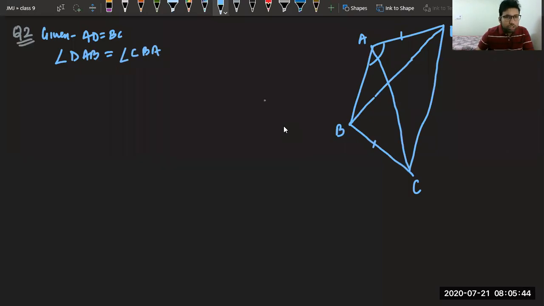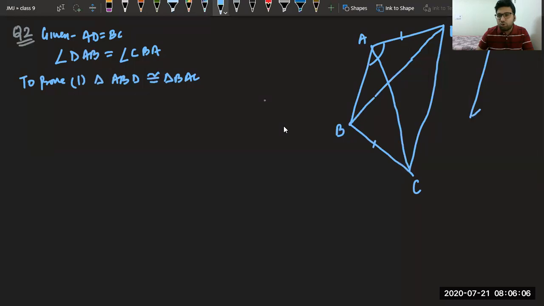Now, they want us to prove 4 things. Let's start with the first thing. To prove, first is triangle ABD congruent to triangle BAC. So you can see triangle ABD is this triangle. You have to visualize this thing. I am making it for you for the first time only. Next time, by practice, you should be able to visualize your figure out of the complex figure. This is a complex figure.